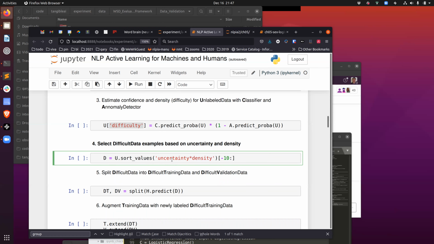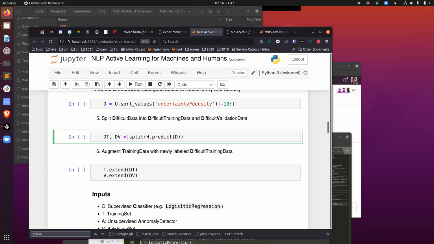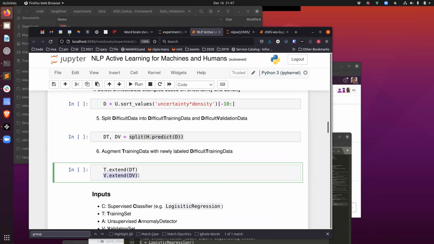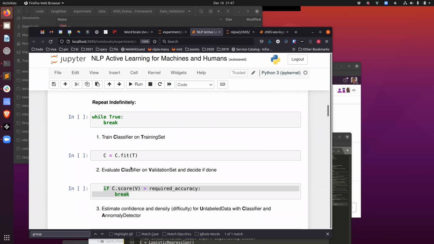And then you need to split your data set into some that you're going to use for testing, some that you're going to use for training. You then extend your training set and you extend your validation set with those two different parts after that split. And then you go back to the beginning and you do it all over again. So that's active learning.